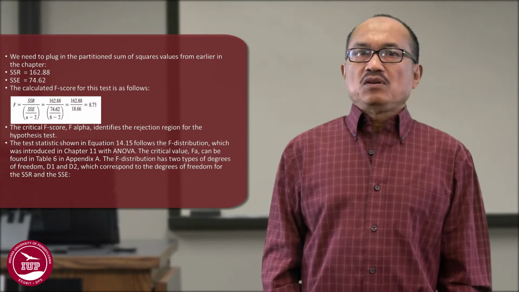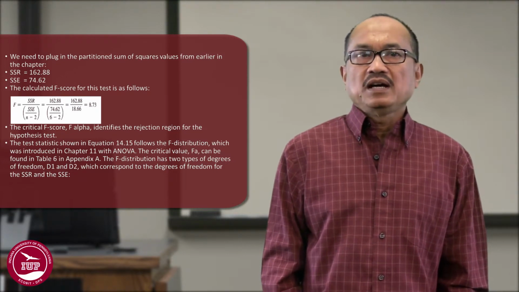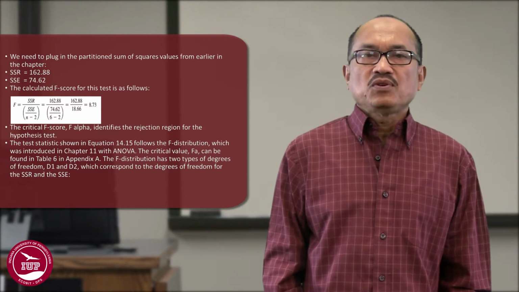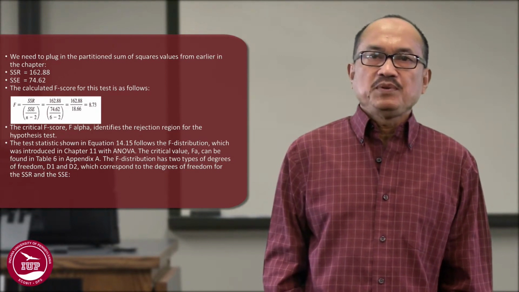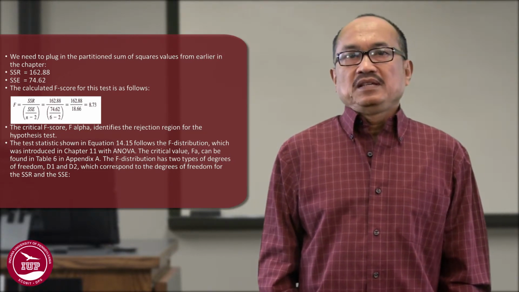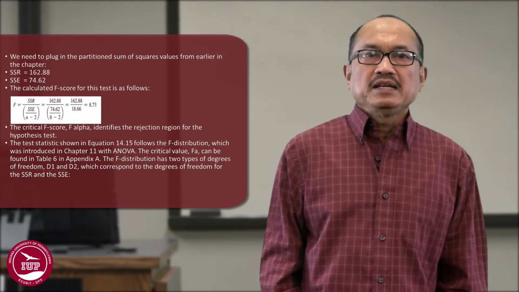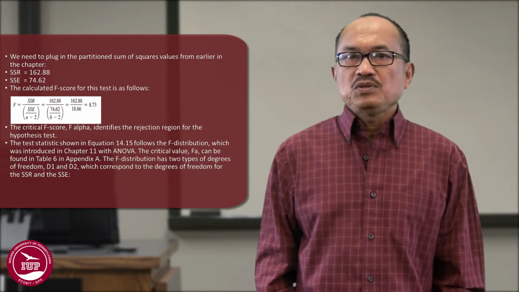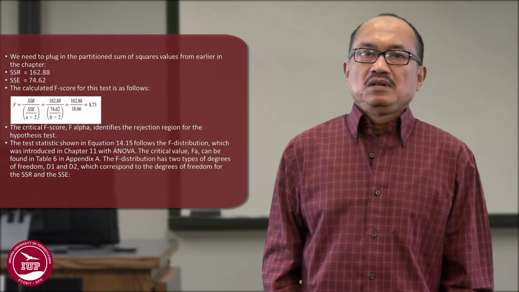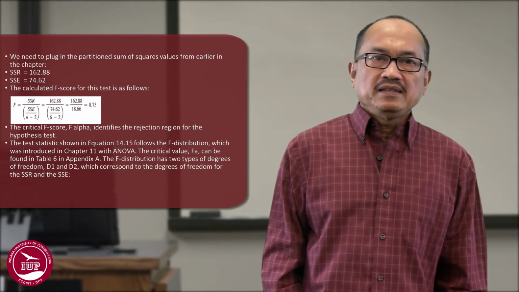The critical F-score, F-alpha, identifies the rejection region for the hypothesis test. The test statistic shown in equation 14.15 follows the F distribution, which was introduced in chapter 11 with ANOVA. The critical value, or F-alpha, can be found in table 6 in Appendix A. The F distribution has two types of degrees of freedom, D1 and D2, which correspond to the degrees of freedom for the SSR and the SSE.